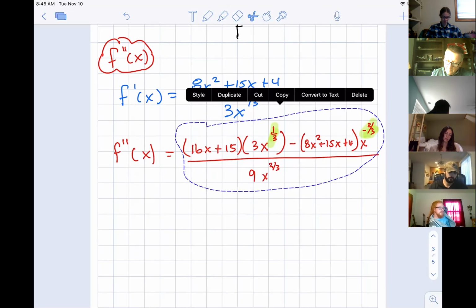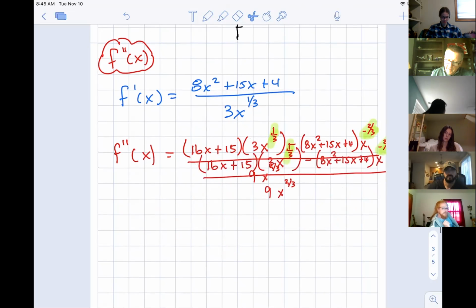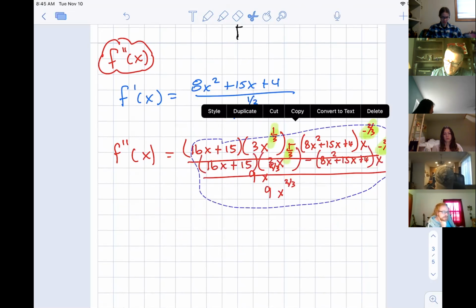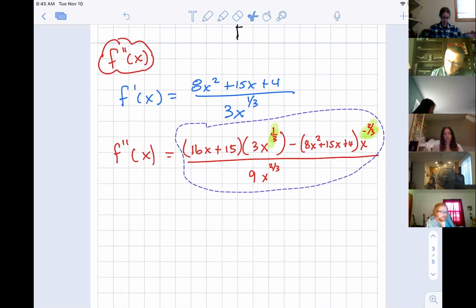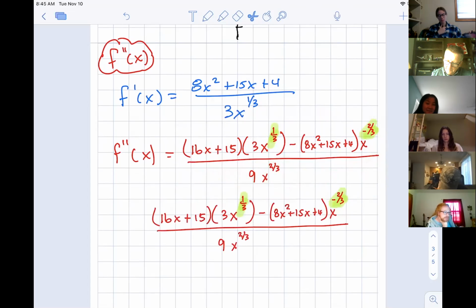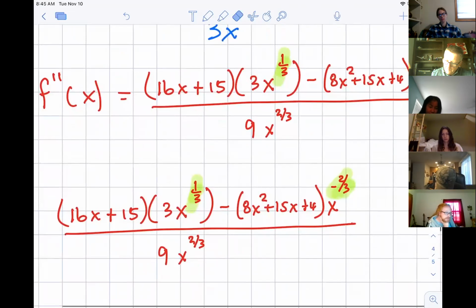X to the negative 1/3. What's your thoughts on that? You agree, disagree? I was thinking positive 2/3. Second idea was proposed. Is one of those better than the other? I guess they would both do the same thing.